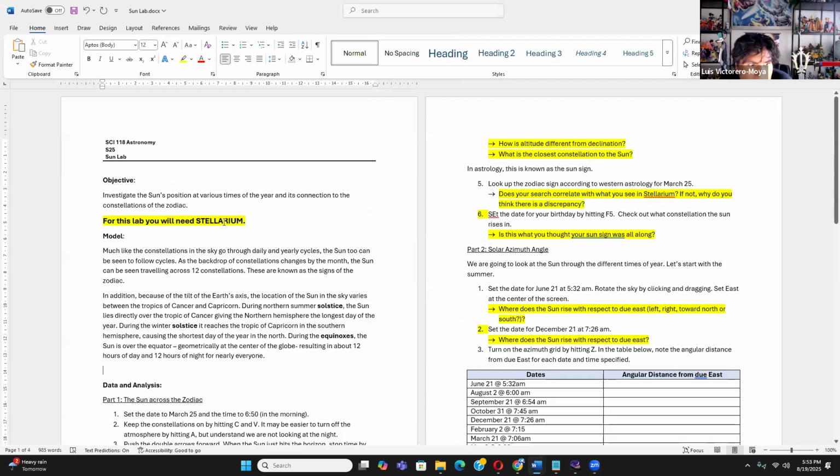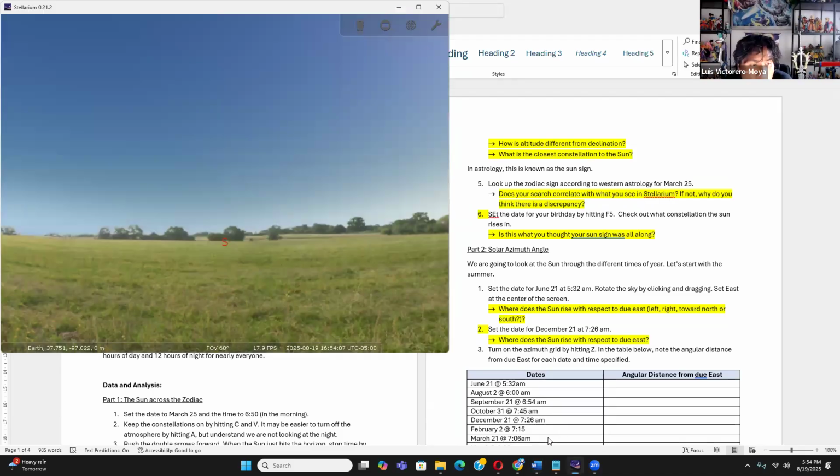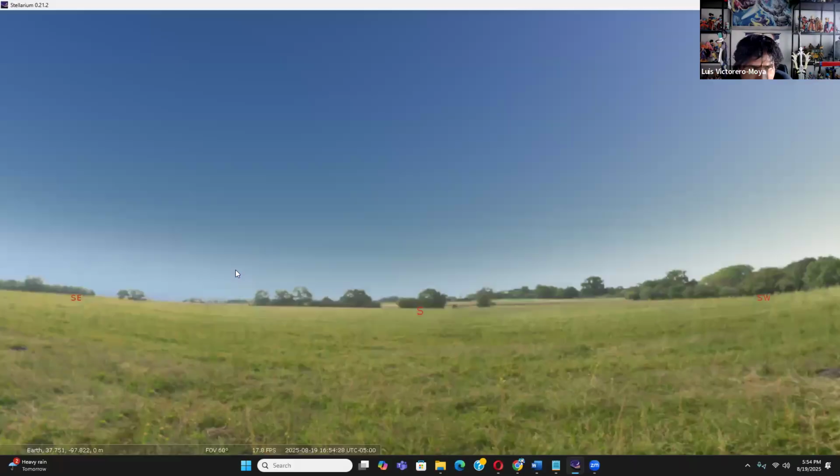For this lab, you're gonna need Stellarium. And in this lab, you are going to be exploring how the sun moves with respect to the horizon and the equator at different times of the year. You're gonna explore the altitude and latitude of the sun and the cardinal positions as you go through time in the year. So if you have Stellarium, it will look like this.